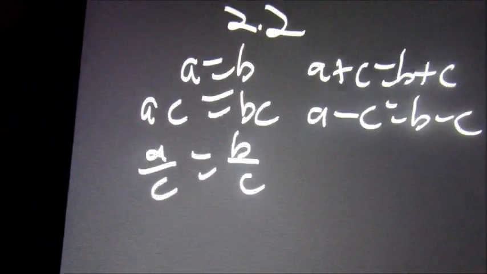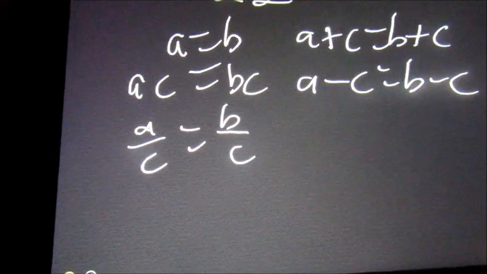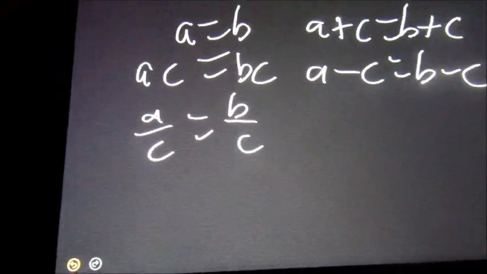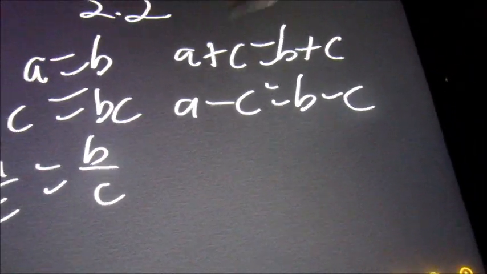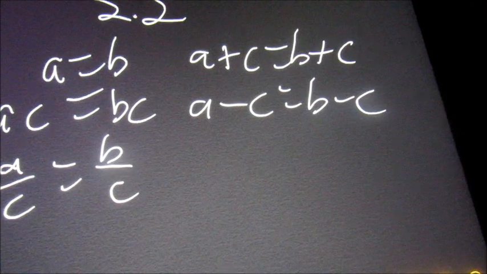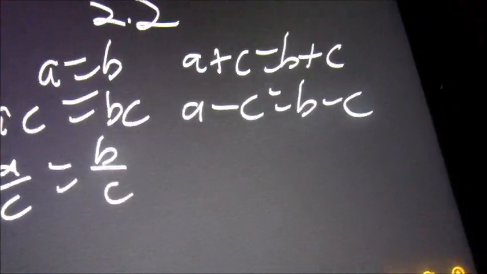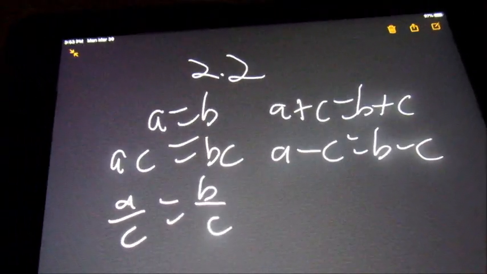What that's saying is that if we multiply both sides of the equal sign by the same number, we're still going to have the equal. If we divide both sides of the equal sign by the same number, both sides will remain equal. If we add the same thing to both sides of the equal sign, both sides will remain equal. And if we subtract the same thing from both sides of the equal sign, both sides will remain equal.